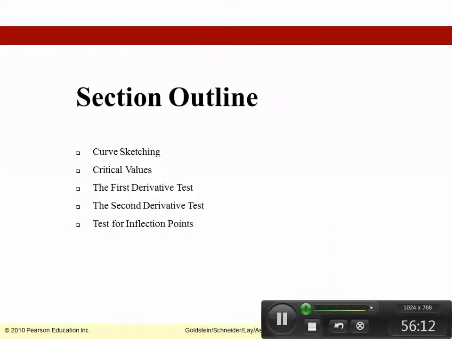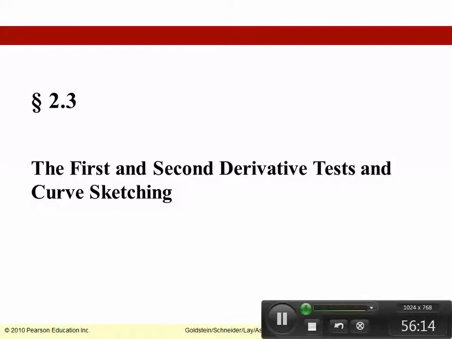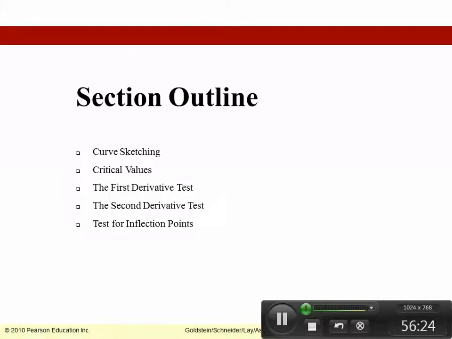Okay, here we go. So this is more of just what we've just been doing. We're sketching graphs. Section 2.2 and 2.3 is all graph sketching. All right? Section outline. Curve sketching, critical values. The critical values are essentially going to be where the derivative is 0 or not defined. And why do we care about that?